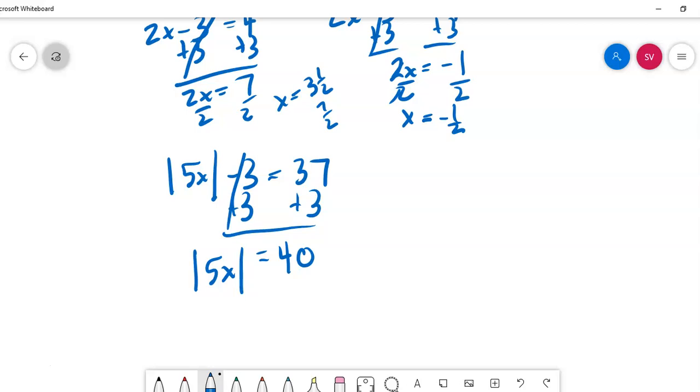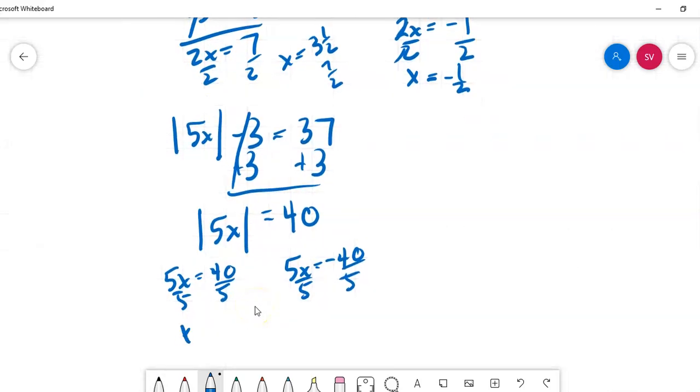Now we could break this down. We could say 5x is equal to 40. 5x is equal to minus 40. We'll divide by 5. So I get x is equal to 8, or x is equal to minus 8.